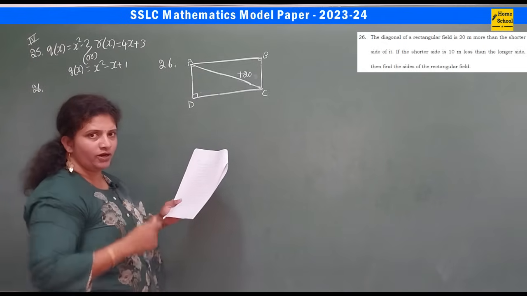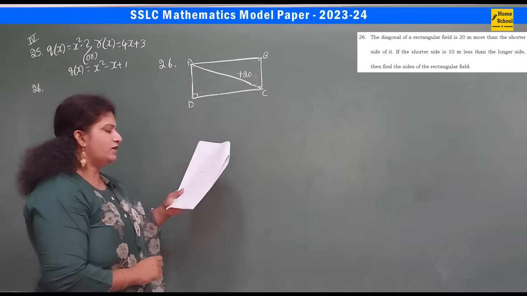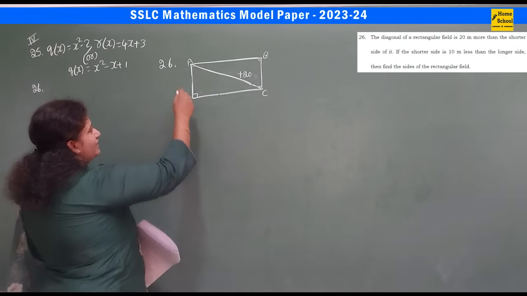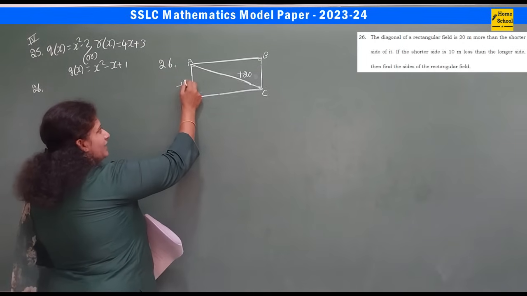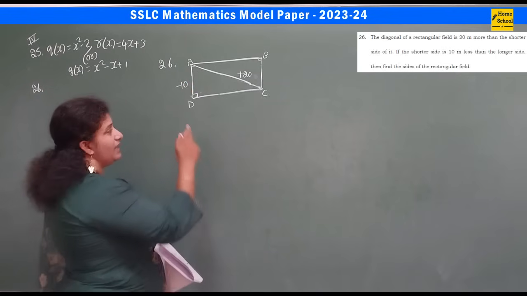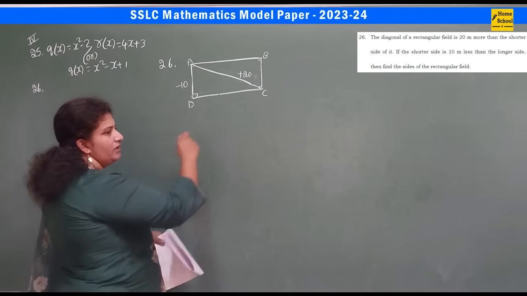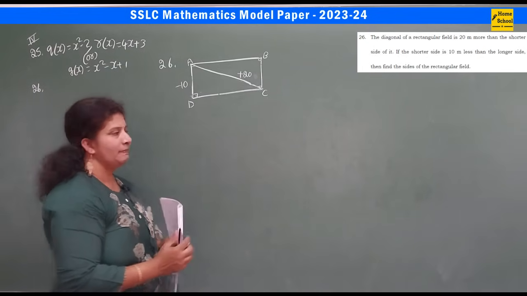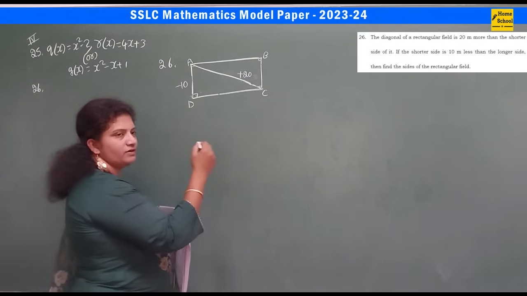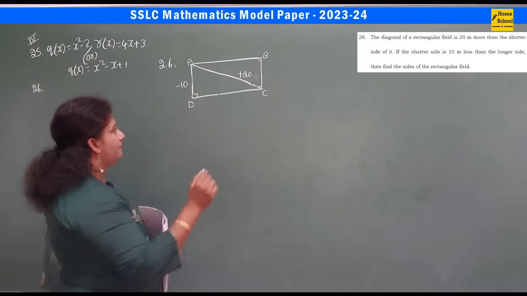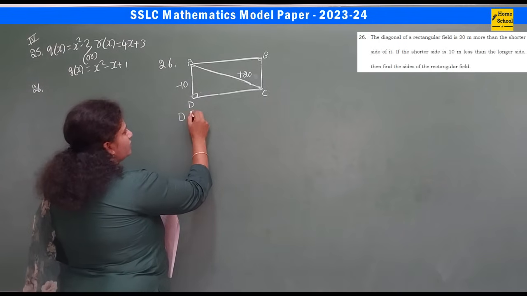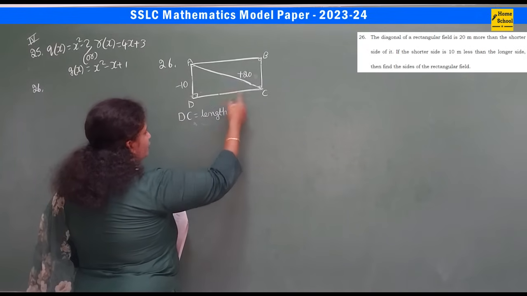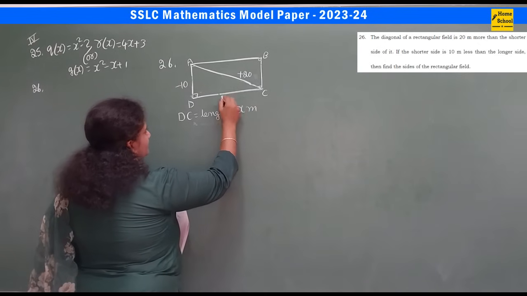So let's see the next point. Do we know shorter side? If the shorter side is 10 meters less than the longer side. Shorter side is what? 10 meters less means minus 10. Less than what? Longer side. Here we don't know longer side, so first we should assume longer side. You need to write this with verbal statements, children. I am doing it a little short. DC is the length. So you can write DC is the length. Let us assume this length as x meters.